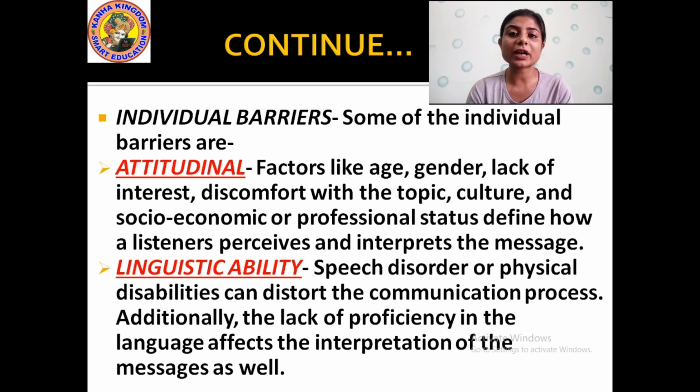If you are not clear with your speech, you will not be able to convey the message which you are trying to give to the receiver. Alright, so the attitudinal factor and the linguistic ability are very important while sending or communicating with each other.